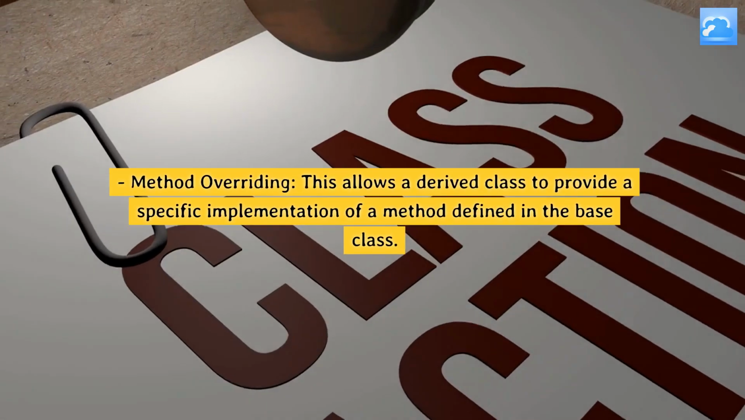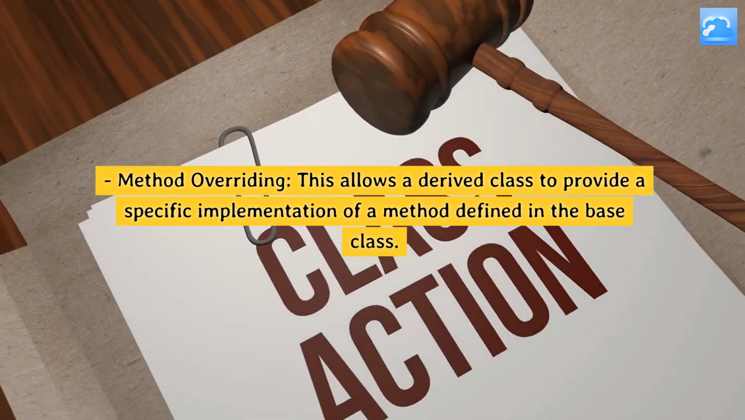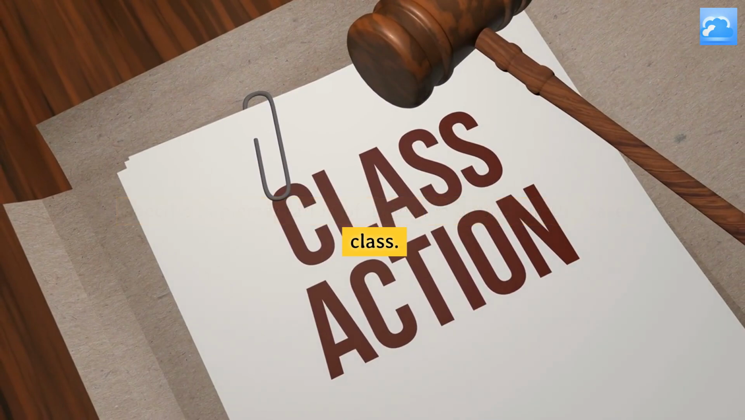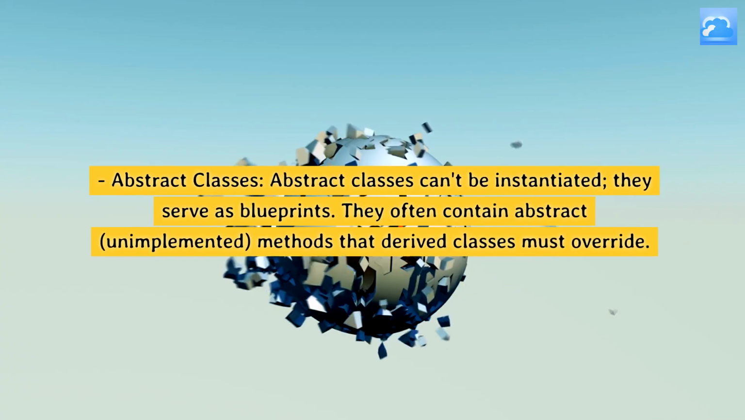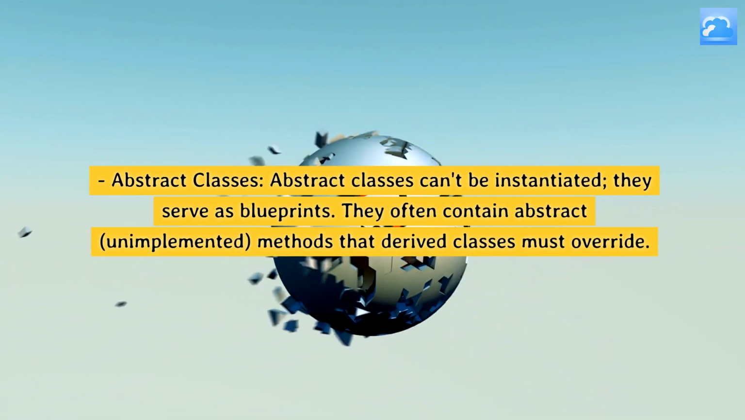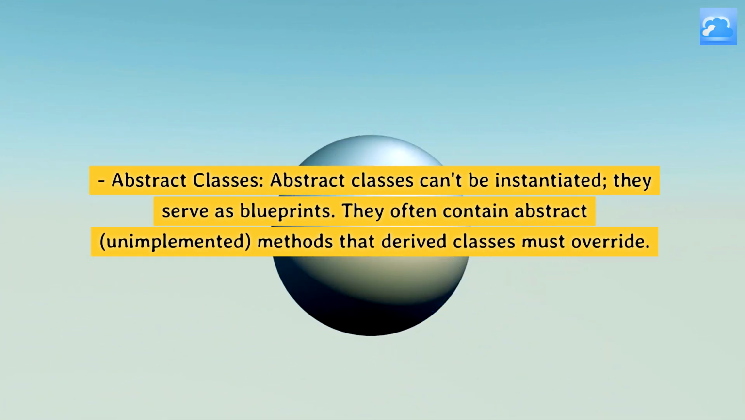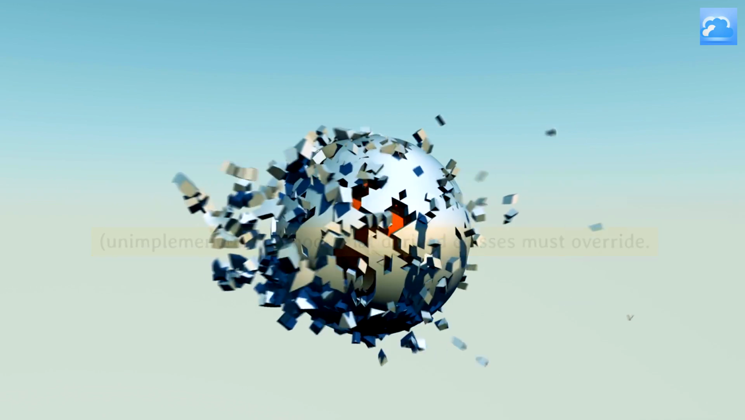2. Method overriding and abstract classes. Method overriding. This allows a derived class to provide a specific implementation of a method defined in the base class. Abstract classes. Abstract classes can't be instantiated, they serve as blueprints. They often contain abstract, unimplemented methods that derived classes must override.